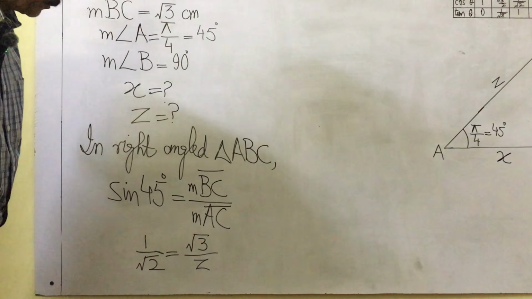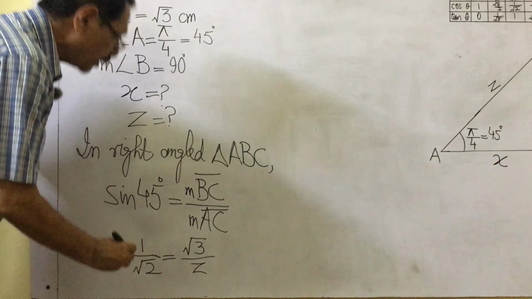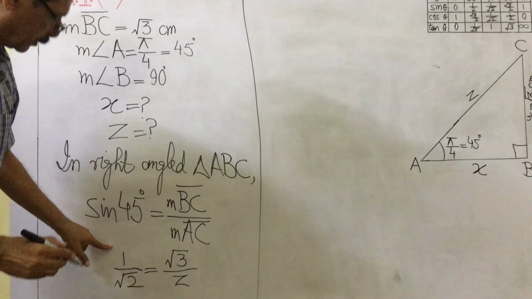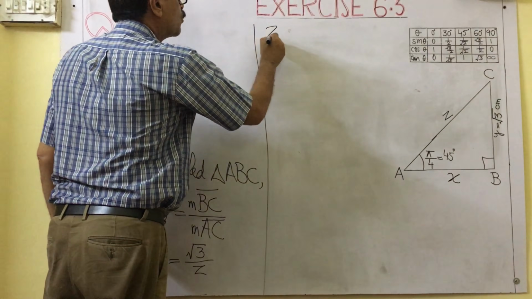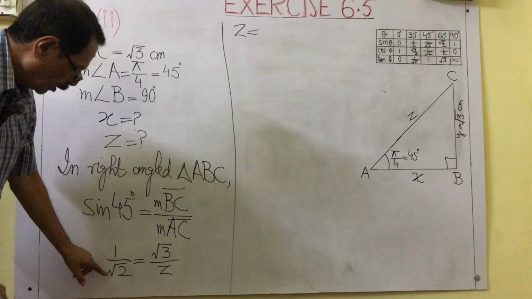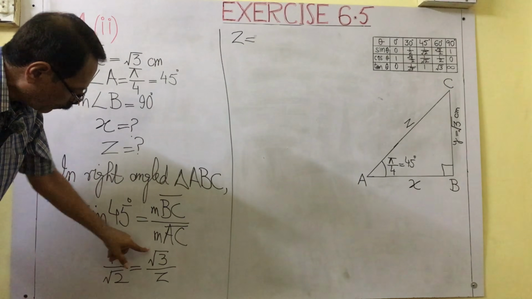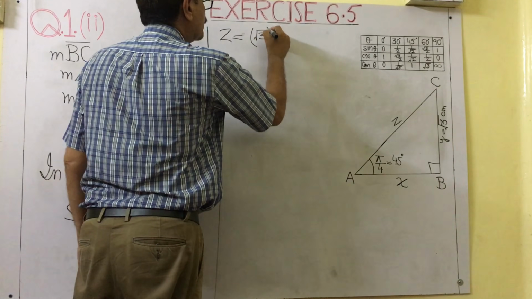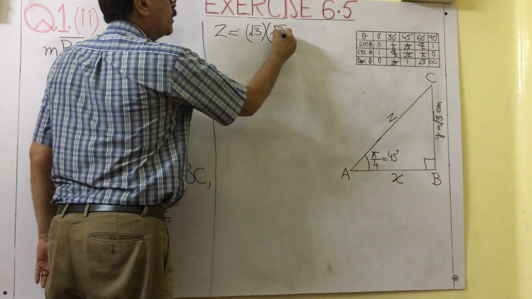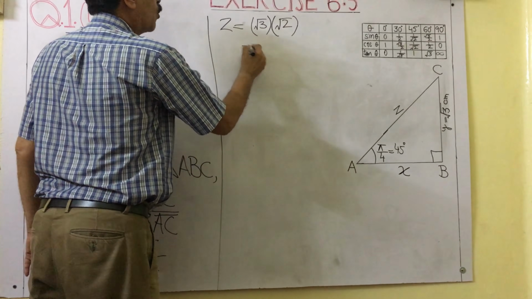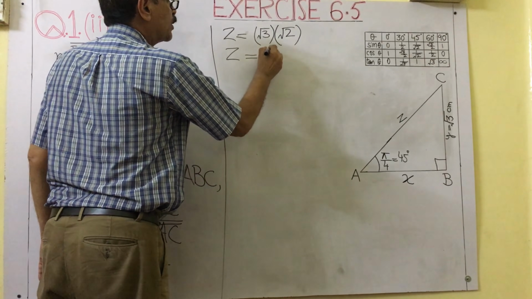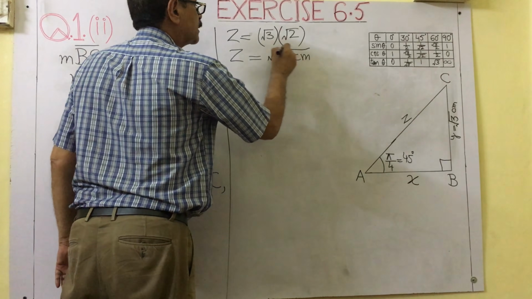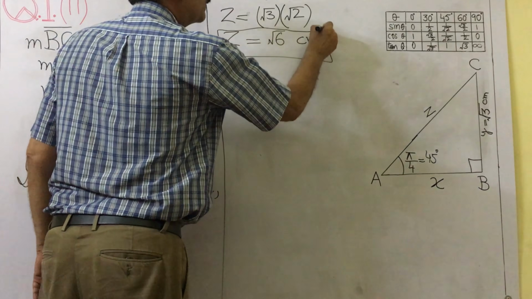By cross multiplying, you can see Z is equal to square root of 3 multiplied by square root of 2. So, Z is equal to square root of 6 centimeters. Here is the value of Z.